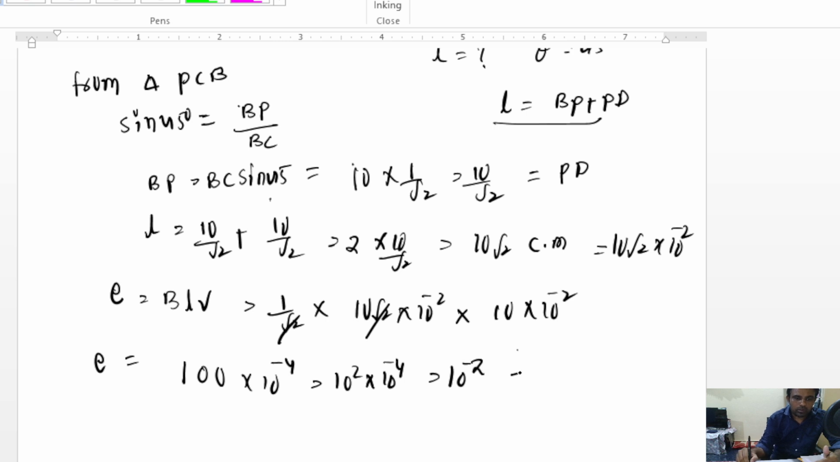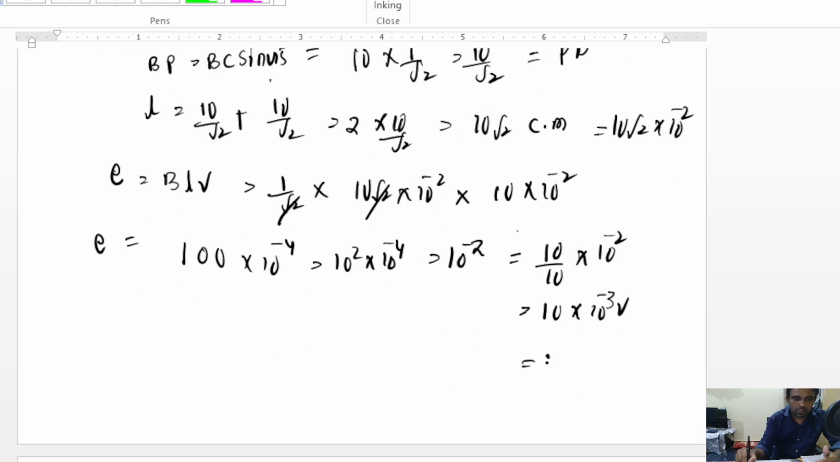Now it is converted into millivolts. 10 into 10 to the power of minus 3 volts. In millivolts, it will be written as 10 millivolts. E is equal to 10 millivolts.